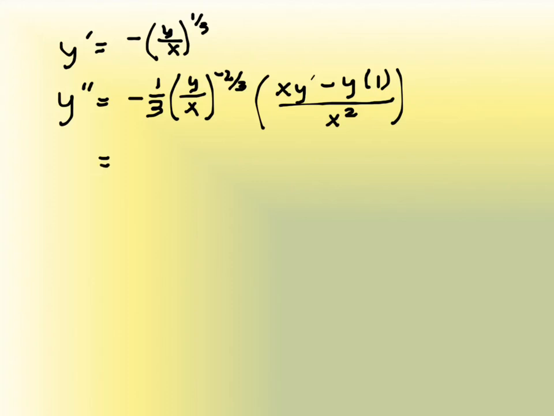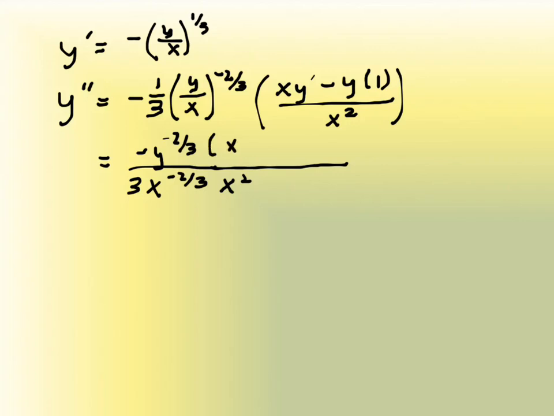So right now I've got the negative on the outside of the function. In fact, I'll put it in the numerator because I'm going to do it somewhere anyway. And this is y to the negative 2/3 on top. I've got a 3, and then I've got x to the negative 2/3 on bottom. And then I've also got an x squared on bottom from the other factor over here from the quotient rule. And then on top I have x y prime minus y.